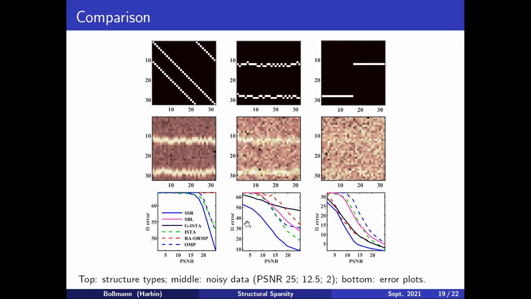If you look at the reconstruction quality, it's quite clear, especially for the first 2 examples, that our algorithm is much better. But this is no surprise, because our algorithm was adapted for those kinds of structures, whereas the other methods were not. But in the third case, where we have the row sparsity, even in this case, our algorithm proves to be better than the other techniques.